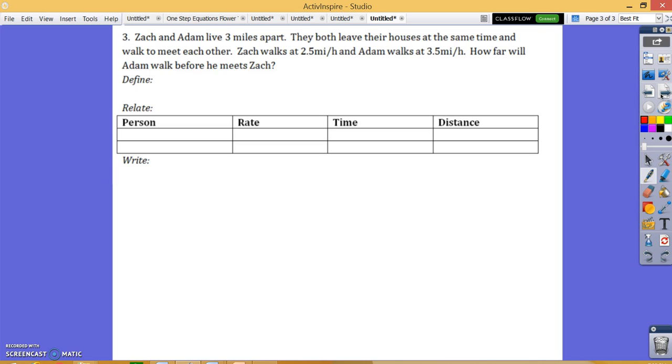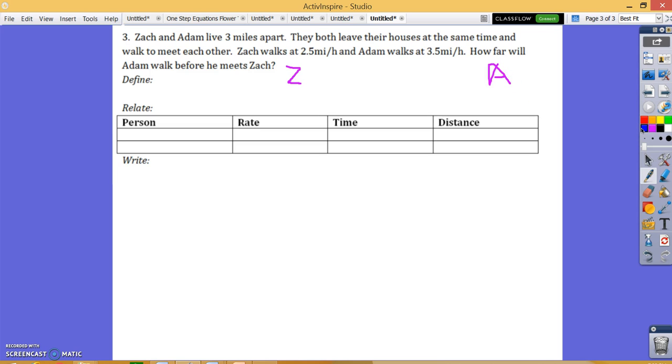Now this is a little bit more of a complicated problem because when we solve for x, we're going to need to do something with that. We're going to have to re-plug it back in. But anyways, I'm going to start this one with you, and then we're going to finish it during class tomorrow. So first thing I would do is probably draw a picture. We've got Zach over here, and we've got Adam over here.